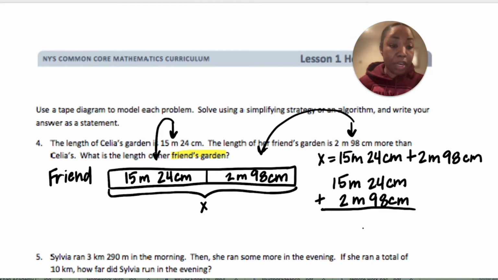I have meters and I have centimeters, right? I'm using both units. I'm mixing the units. So let's start with the centimeters. We have 4 and 8. That's 12. Regroup 1. We have 9 and 2 and 1, which makes 12.